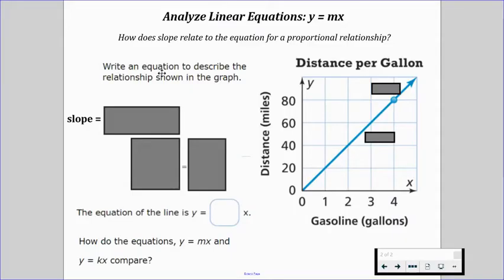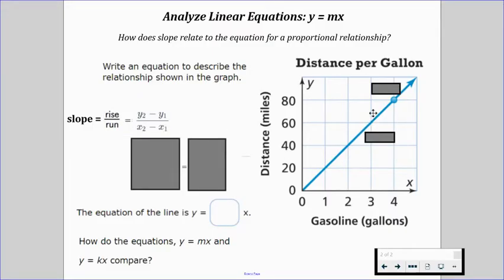Write an equation to describe the relationship shown in the graph. So off to the right, we have a graph discussing distance per gallon, where our x values are gasoline in gallons, and the y-axis is the distance in miles. In order to write this equation, we first need to find the slope of this line. Since we are given the graph, there are 2 different ways to find the slope of this line.